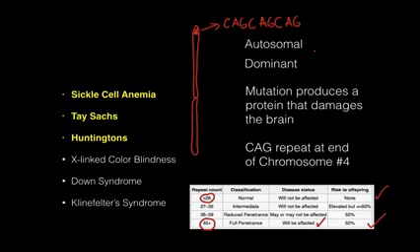Because it's autosomal dominant, someone who is big H, little h, for example, is going to have the disease and has a 50% chance of passing the big H, which is the problem here, onto their offspring.